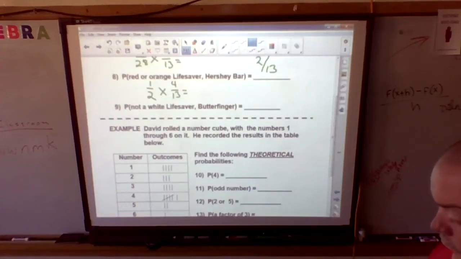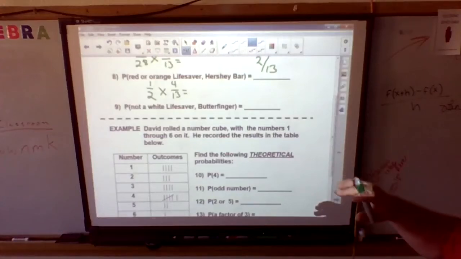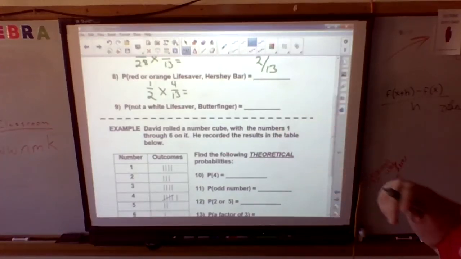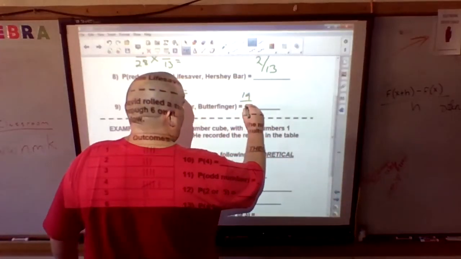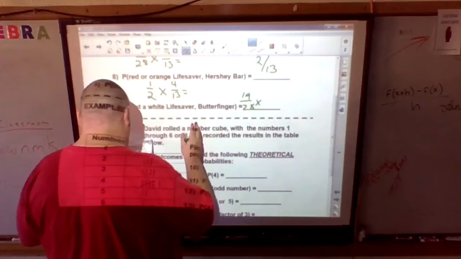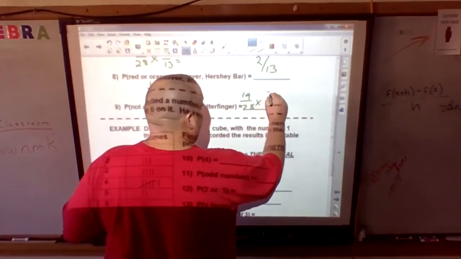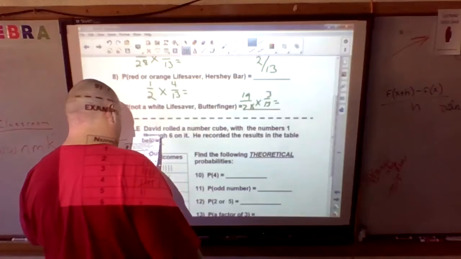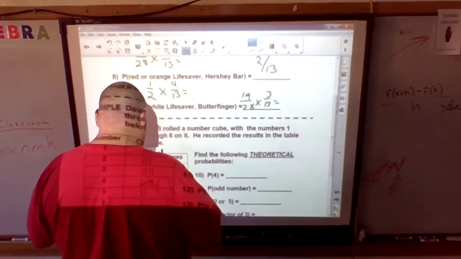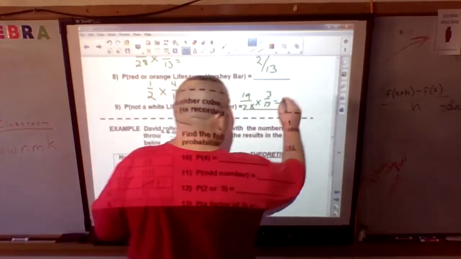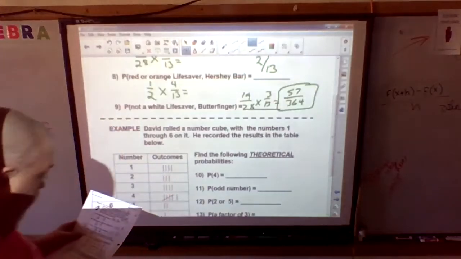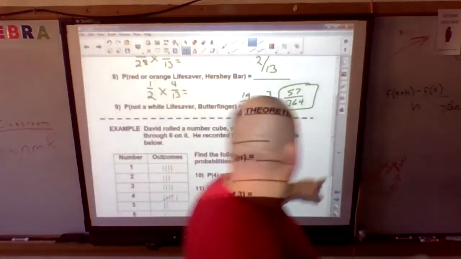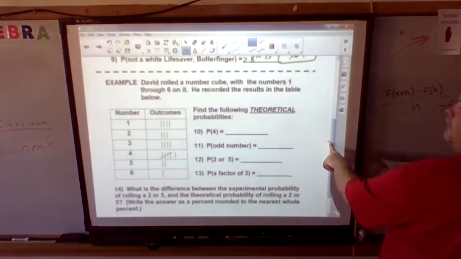All right, so the probability of not getting a white Lifesaver means you add all the others. You add your 5 yellow, your 8 orange, and your 6 red together, okay? So with that being said, you should have 19 over 28 times. There are 3 Butterfingers out of 13, so you multiply that together and reduce if possible. And I do believe that's going to be 57 over 364. So 57 over 364.